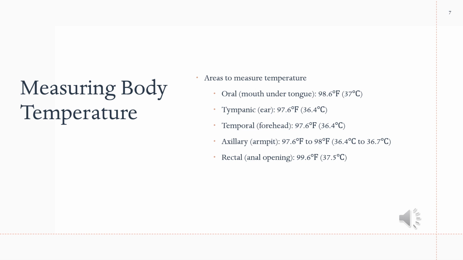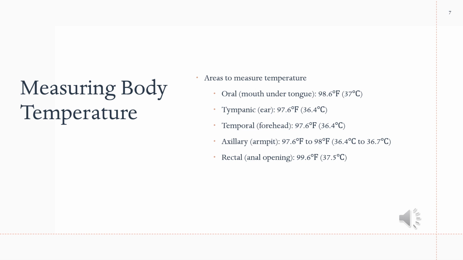The choice of site for temperature measurement should be considered when evaluating the patient, whether the patient's age, mental status, and ability to cooperate. It's important to specify the measurement site when reporting temperature reading due to potential variations. As you can see on this slide, the normal oral measurement is 98.6 degrees Fahrenheit, whereas a normal tympanic measurement would be 97.6 degrees. And rectal readings are always going to run a little bit higher, for example, 99.6 degrees.